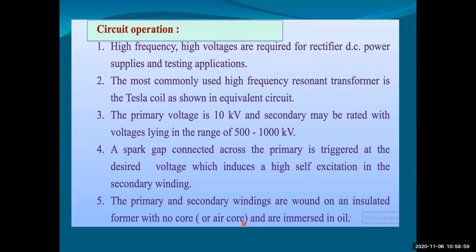If you are using an iron core in a transformer, it's very difficult to handle that much frequency because of saturation of the core. It's not possible to generate a very high voltage and also a very high frequency if you are using an iron core. It cannot handle that much frequency. That is the problem we face with an iron core. That's why we use air as the core of the transformer.